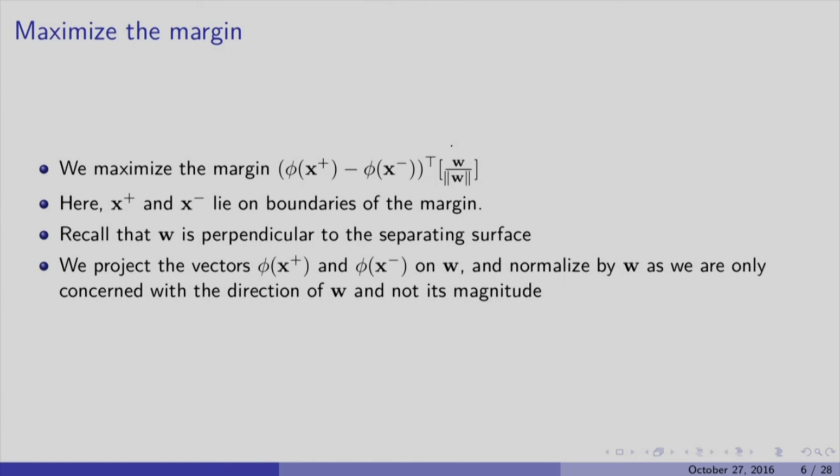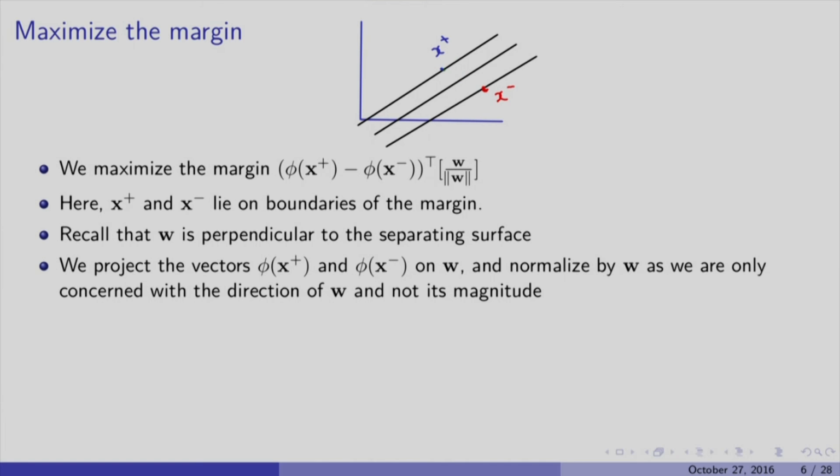Now back to the margin. What is the margin? Well, let's imagine 2 points x plus and x minus that lie on the supporting hyperplanes. This is a separating hyperplane, this is the margin hyperplane on the positive side, this is the margin hyperplane on the negative side. So this is a point x minus on this margin hyperplane on the negative side, and here is x plus. Now what we would like is to measure the distance between these two margin hyperplanes.